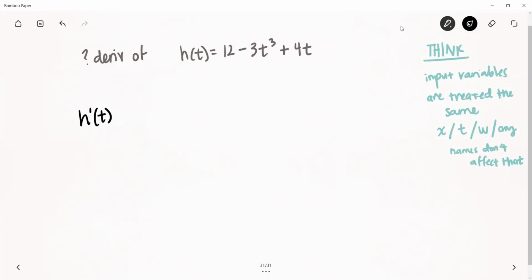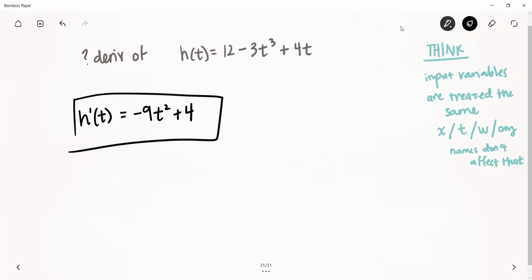Right, but if I look at this, that already looks like it's in the right form for a power rule. So I'm going to go ahead and use it. So 12 is going to disappear because that's just a constant. And then I should get -9t squared plus 4. Again, I'm done. This is the derivative of h.